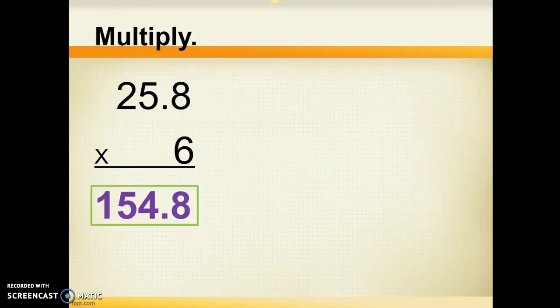In this particular example, we have one decimal place in our original problem. So when we multiply it out, our answer will have one decimal place.